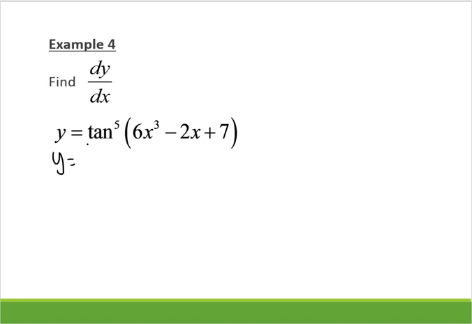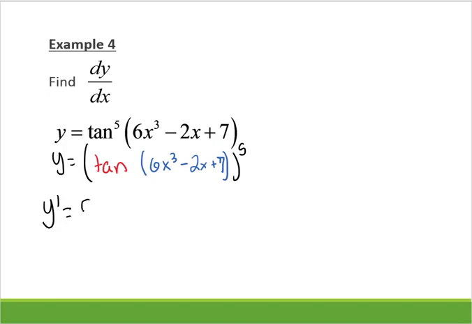Remember, tangent to the 5th power really means tangent to the 5th. Then I have the tangent of quantity 6x cubed minus 2x plus 7. So I have 3 colors, so I have 3 layers. So I'm really doing the chain rule 3 times.